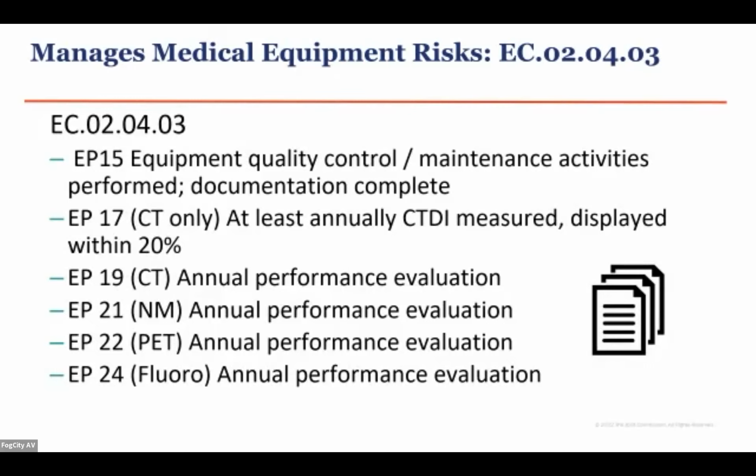The big difference is that ACR tells you very specifically how the physicist is going to do that test. The Joint Commission says they're the professional. They should know what they're looking for. We'll let them determine how they're going to measure these performance parameters. So that's a difference there.